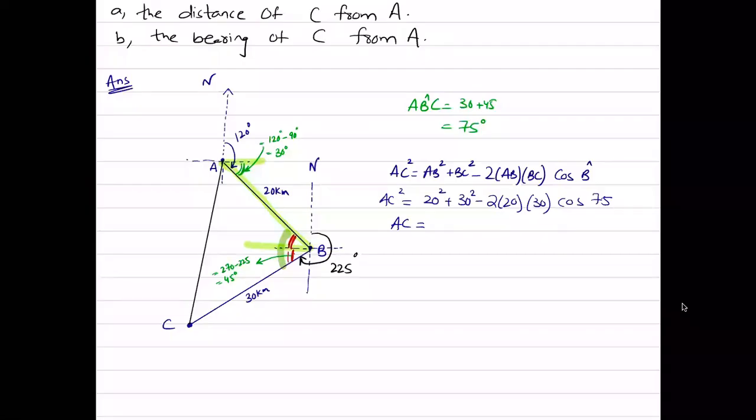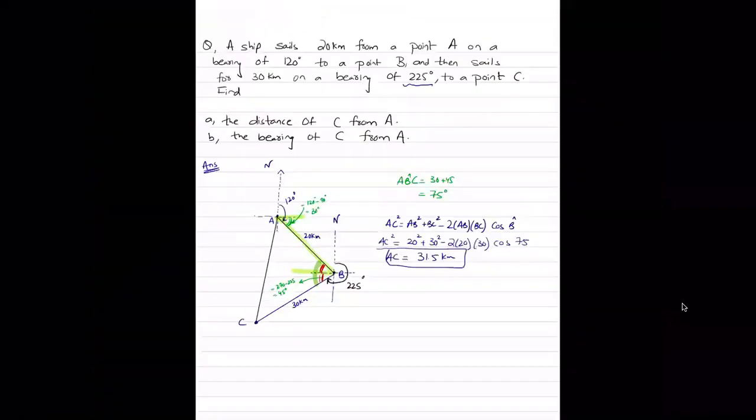So if you solve this, you are getting 31.5 kilometers after taking the square root, that's correct. Now let's move on to the next part in which the question says find the bearing of C from A. Of C from A. So what am I looking at? I need to find the angle. I need to find the bearing of C from A.